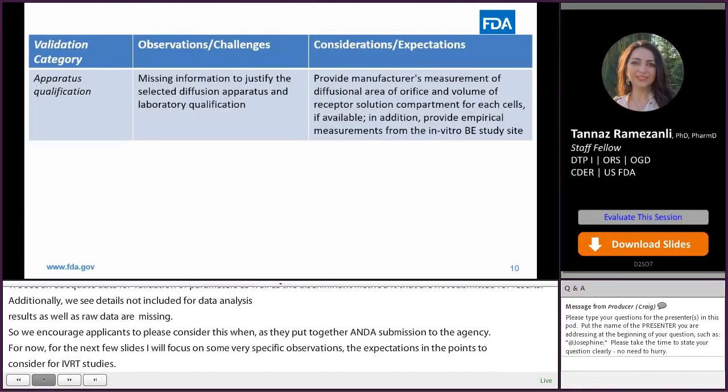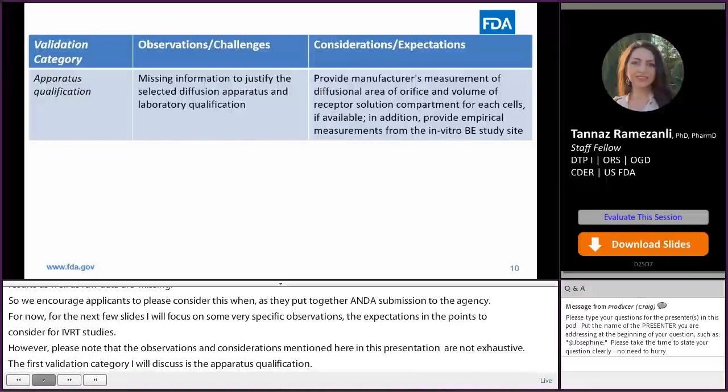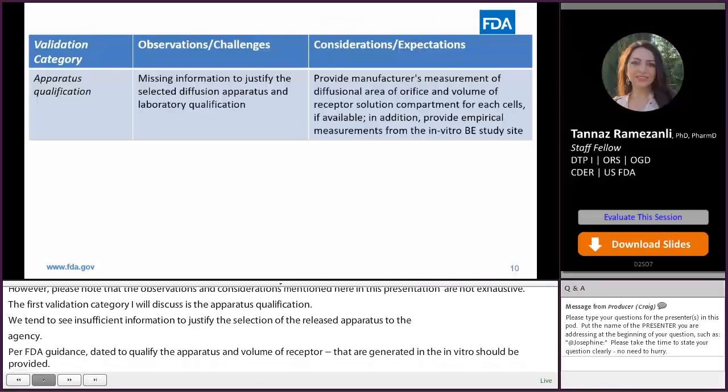The first validation category I will discuss is the apparatus qualification. We tend to see insufficient information or data to justify the selection of the release apparatus being submitted to the agency. Per USP 1724 chapter and FDA guidance, data to qualify the apparatus, such as the effective area of orifice and volume of receptor solution that are generated in the in vitro BE site, should be provided. Also, if available, manufacturer's measurement should also be included. However, we expect that the calculation of your release rate should be based on measurements from the study site.